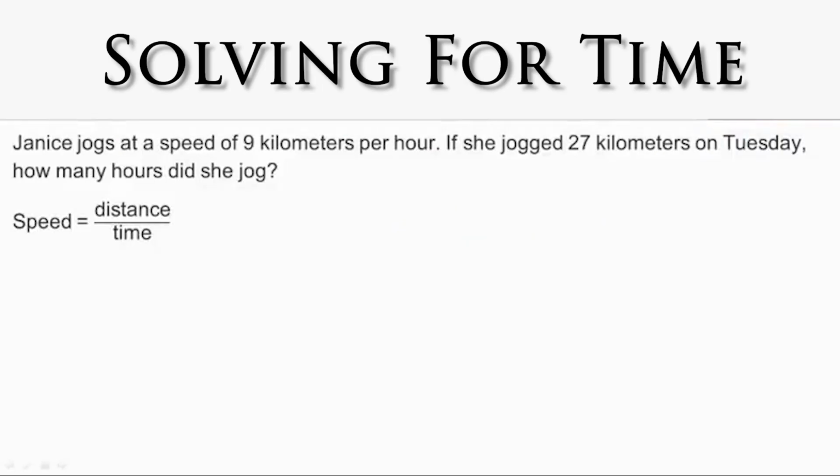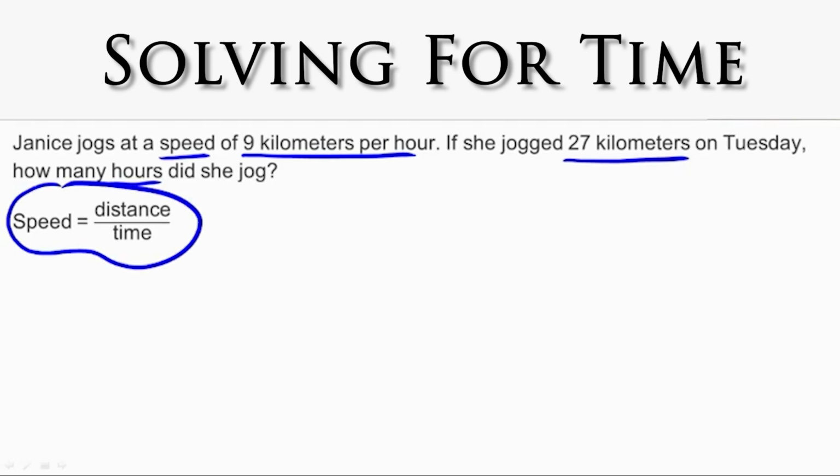Let's learn how to solve for time. Janice jogs at a speed of 9 kilometers per hour. If she jogged 27 kilometers on Tuesday, how many hours did she jog? Now, in order to answer this question, we need to use the speed formula which we've seen before. Speed equals distance over time.